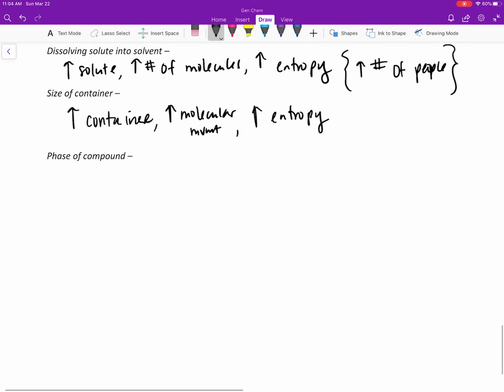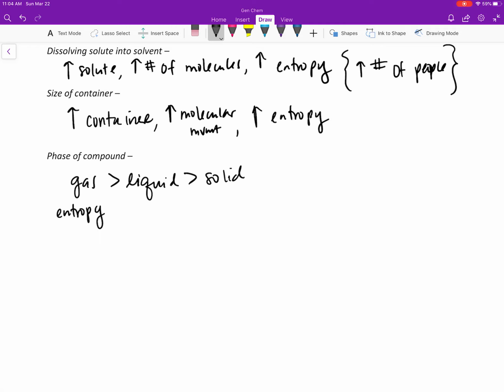Now the phase of the compound is related back a little bit to kinetic molecular theory. So what we see is that gases tend to be more, oh my gosh, my stomach's growling. I hope y'all can't hear that. It happened to my other class's video last time. So gases tend to be more entropic than your solids, okay? And that's because solids don't typically move.